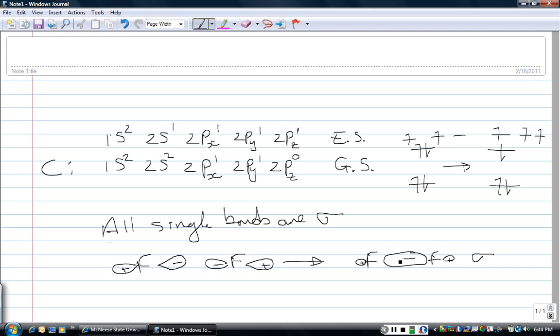The bulk of the electron density is positioned between the two fluorine nuclei, and as a result we minimize repulsion and we actually maximize attraction because the electrons are very close to the nuclei.